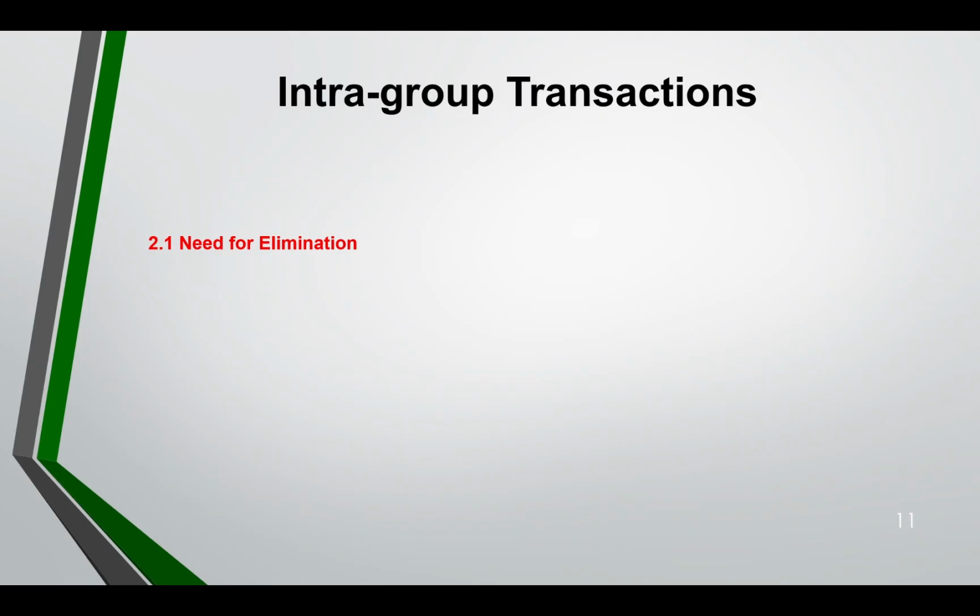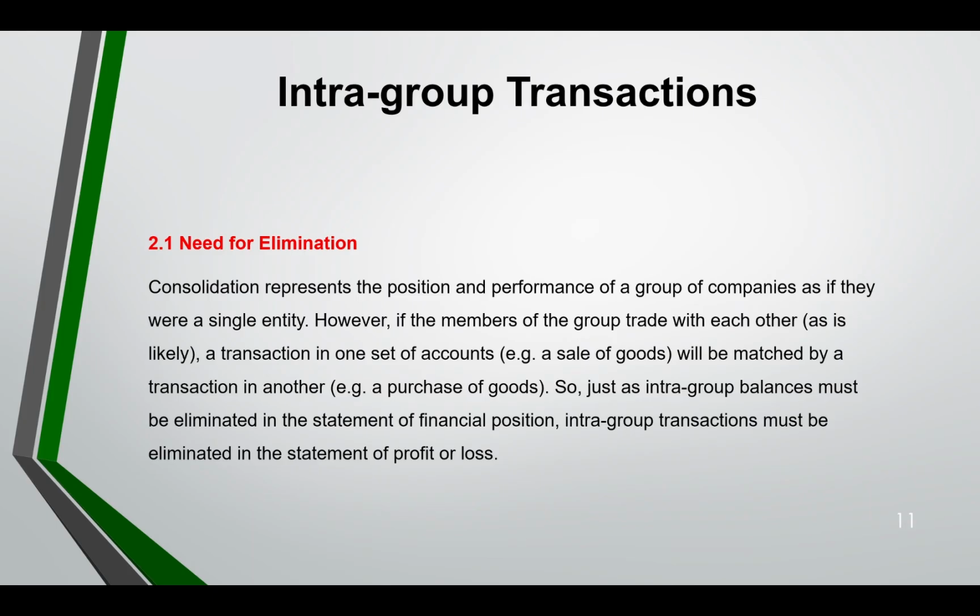Now, intra-group transaction. What is the need for elimination? See, consolidation is going through a concept that means parent and subsidiary are one single entity. So if they trade among each other, it is like you are trading with yourself, not with outside. So sale of one goods will be matched with the purchase of goods in another member. So this intragroup balance you will eliminate in both your financial position and also in profit and loss.